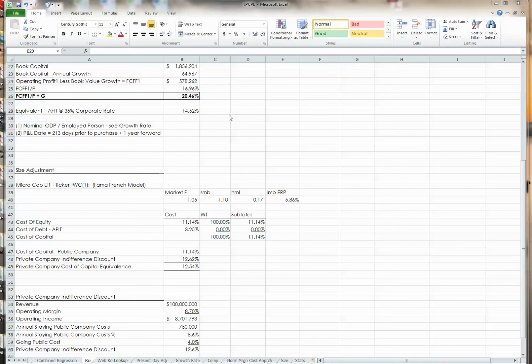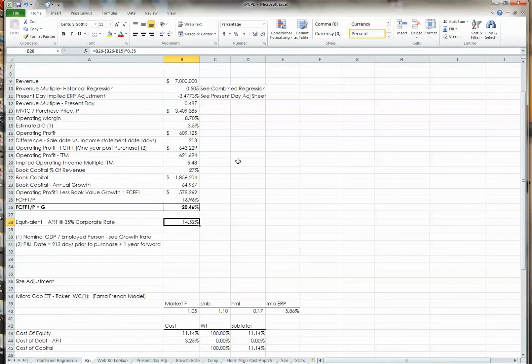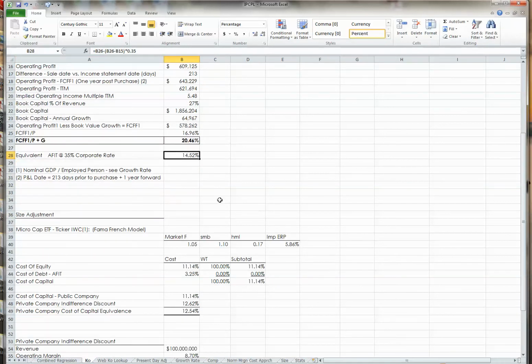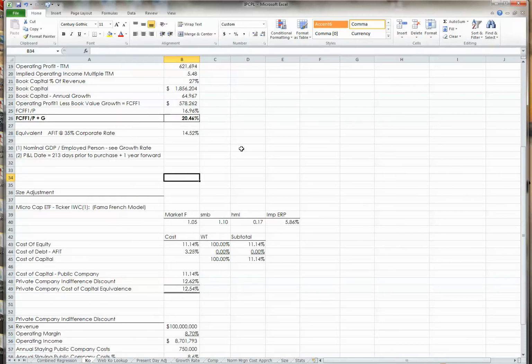Okay, this video is on the size adjustment that we employ in the model. We have our base size that we just went through of 7 million in revenue, which comes up with an after corporate tax equivalent of 14.52%. Now, if we know what the cost of capital is for a large company that can be publicly traded, then we would have 2 points, so we can interpolate between those 2 points.